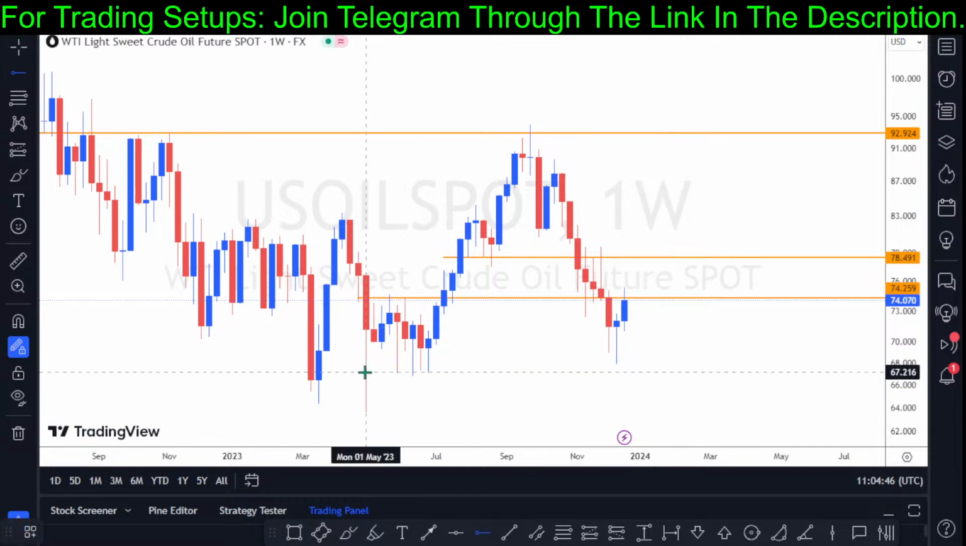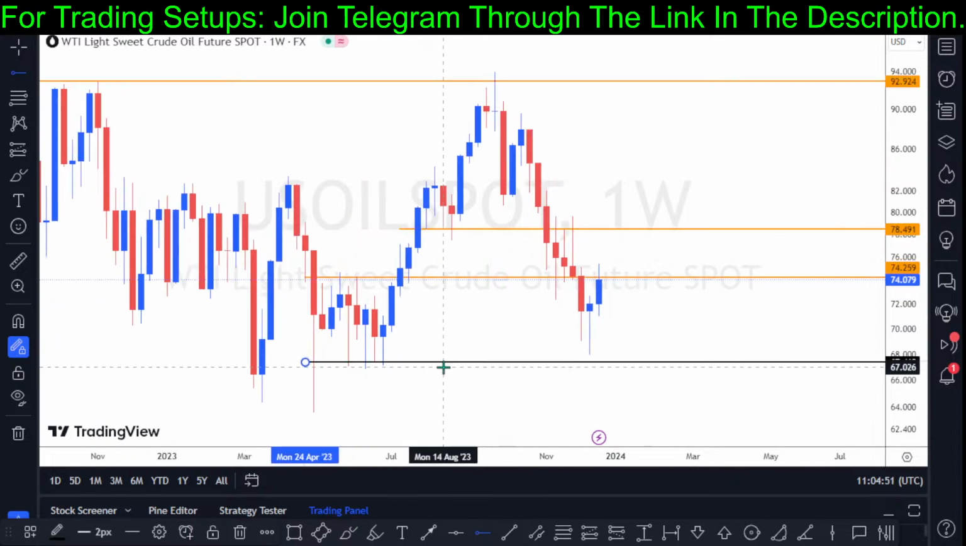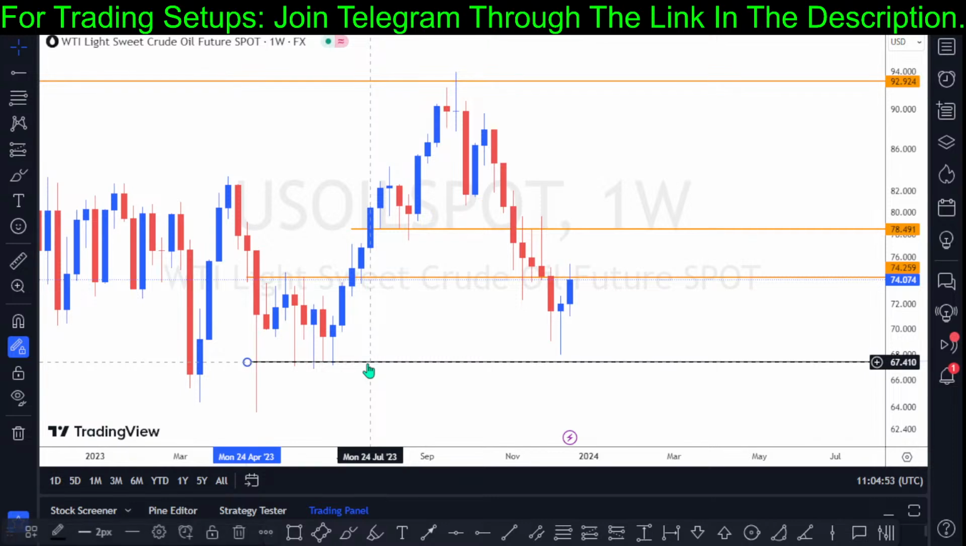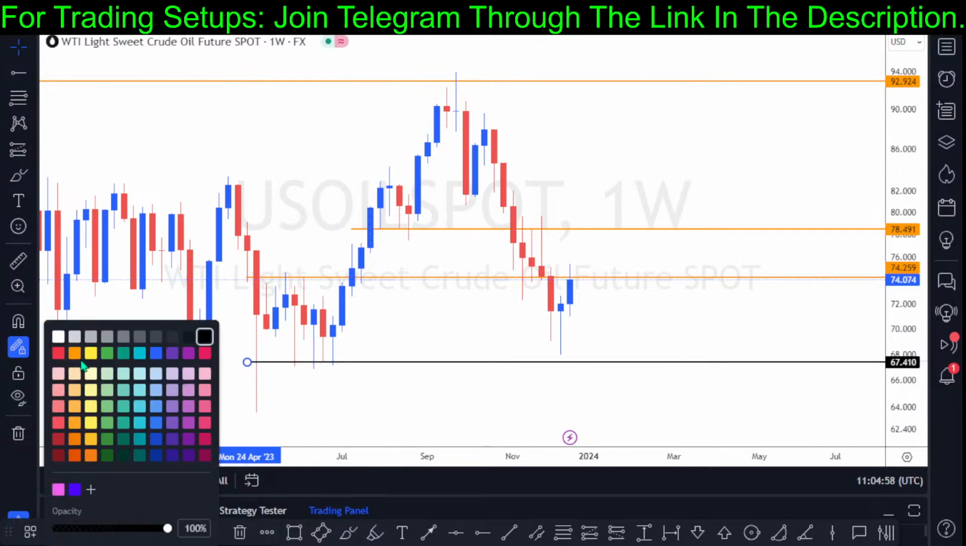So this is what I have right there. I have a technical support right here. This is the support structure I have right here. Okay, this is the support structure I have right here. So let me just change the color of this bar right here. Okay, let's change it to a ring.